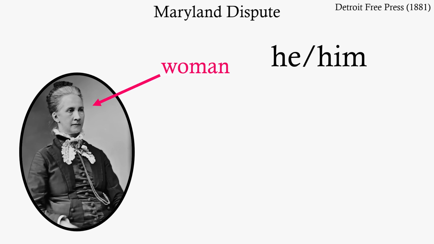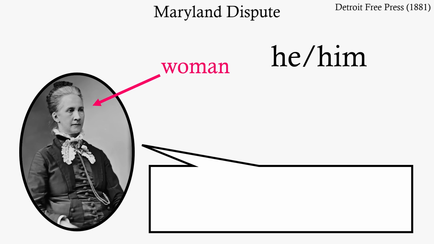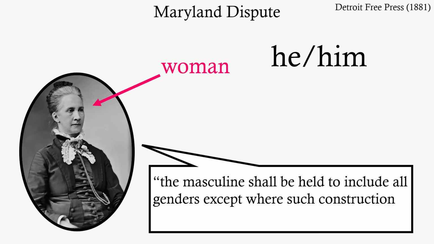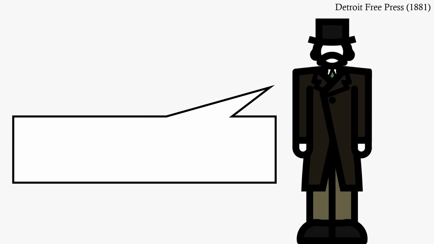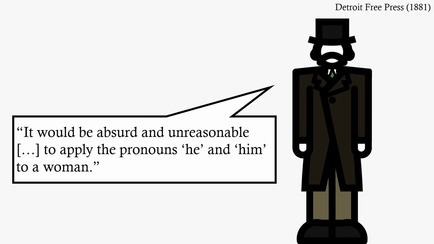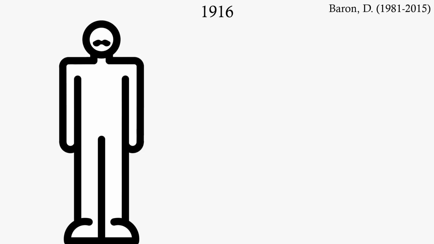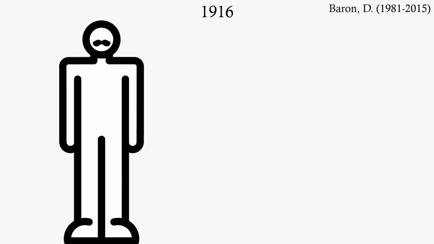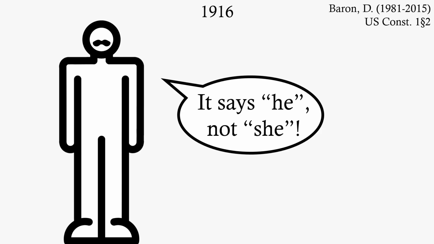When Lockwood brought up another article of the code, stating that the masculine shall be held to include all genders except where such construction would be absurd and unreasonable, the court allegedly responded, "It would be absurd and unreasonable to apply the pronouns 'he' and 'him' to a woman." In 1916, so-called US originalists tried to stop Jeanette Rankin from sitting in Congress using the exact same logic: the gendered pronouns in the US Constitution when talking about congressmen.